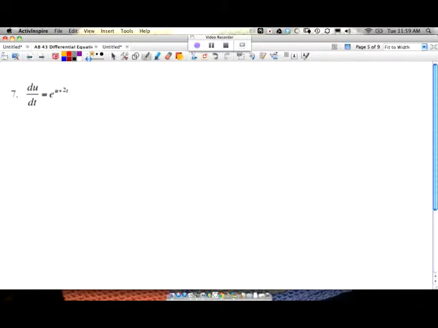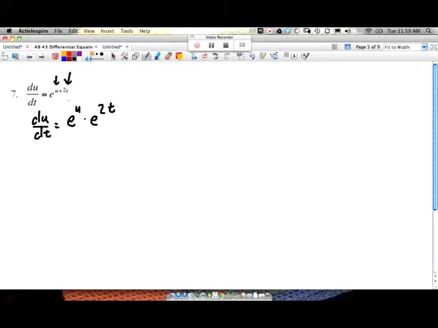Number 7. How do we deal with number 7 here? Well, a couple of things are happening. First, u and t are kind of mixed into one term here. That's a problem because we need to separate them. Based on previous examples that we just saw, we know that this is the same as saying du dt equals e to the u times e to the 2t.